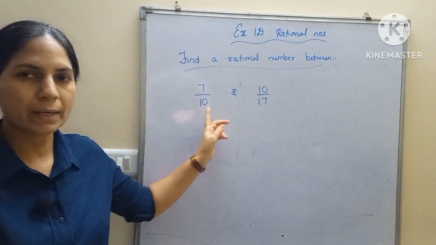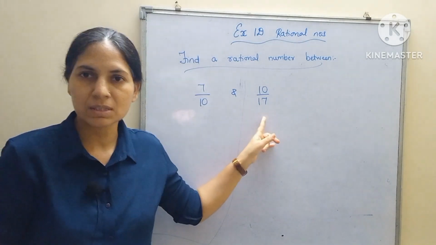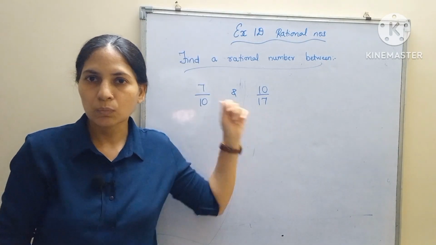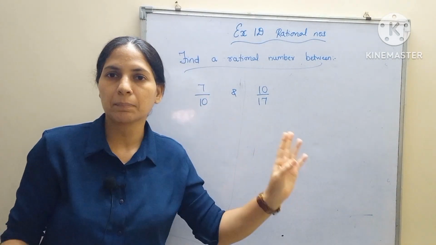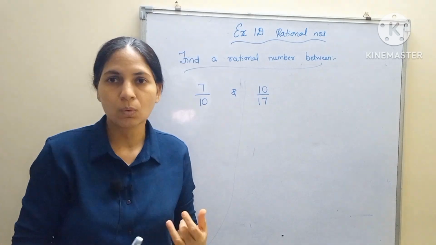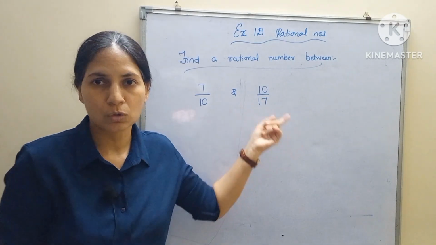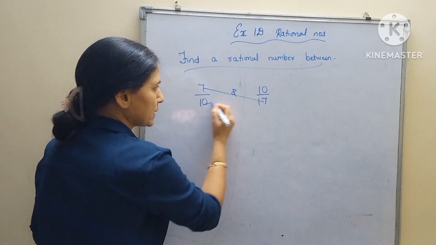Students, you have to find a rational number between 7 upon 10 and 10 upon 17. Now what we have to do? 17 and 10 are not a common multiple of any table. So you have two options, either go in for LCM or I would suggest you to do a cross multiplication. Come on, let's see. Multiply this by this and this by this.